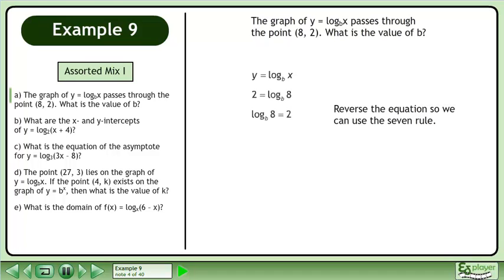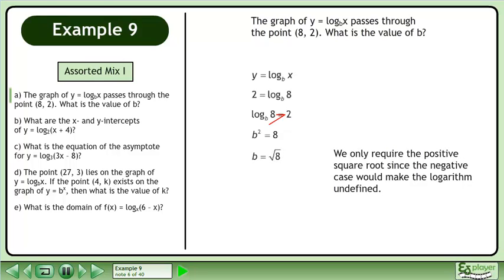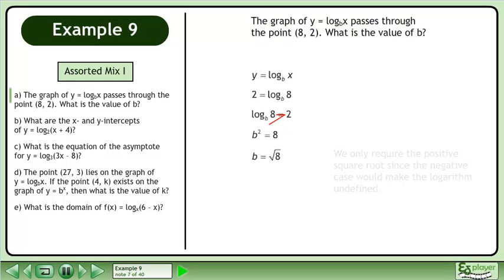Reverse the equation so we can use the 7 rule. Converting to exponential form gives b squared equals 8. We only require the positive square root since the negative case would make the logarithm undefined. Rewrite 8 as 4 times 2 so we can simplify the radical. The answer is 2 root 2.